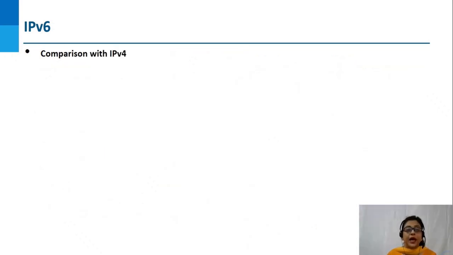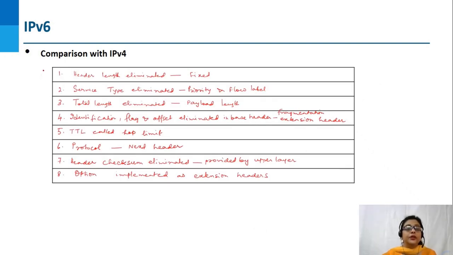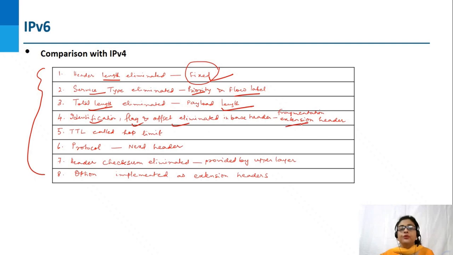Let us compare IPv6 with IPv4. These are some of the differences that I have jotted down for IPv4 and IPv6. Initially, the header length that we had in IPv4 is eliminated in IPv6 because we have a fixed header. Service type in IPv4 is eliminated in IPv6 and we have introduced a priority field and a flow label field. The total length in IPv4 is eliminated in IPv6 and we have given a payload length field. Identification, flag and offset are eliminated in IPv6 that we had in IPv4, and we have introduced the extension header, which basically handles the fragmentation in IPv4.